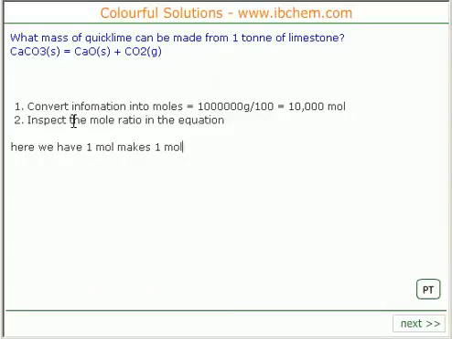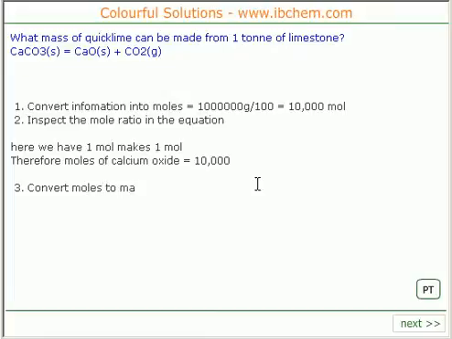So therefore there must be the same number of moles of calcium oxide. Therefore moles of calcium oxide equals 10,000 as well. Now the last stage, which is what we always do once again, stage 3, is we convert moles back to whichever quantity we require.